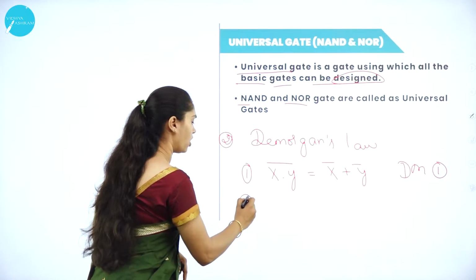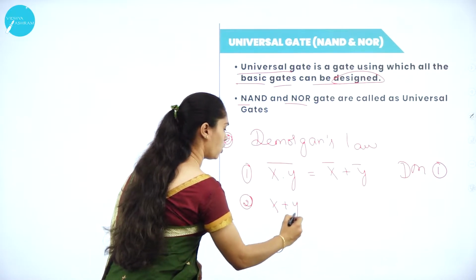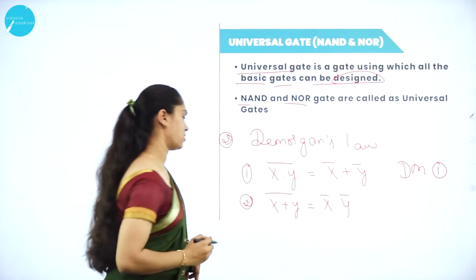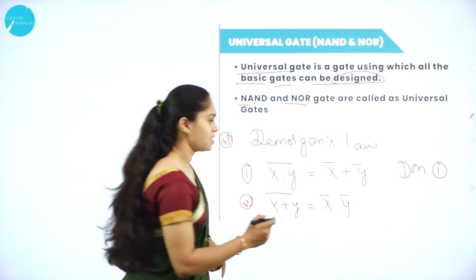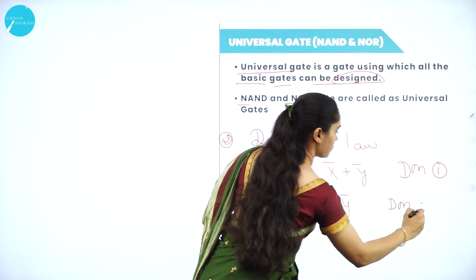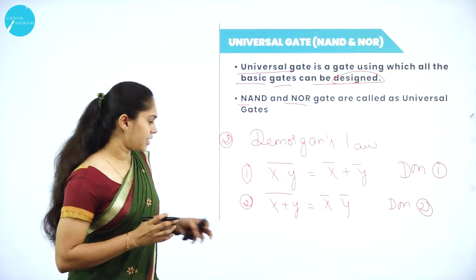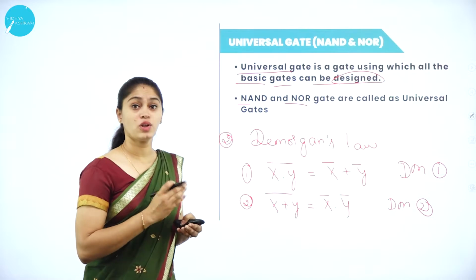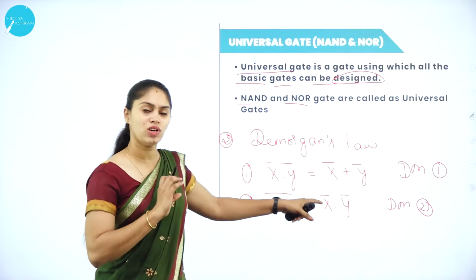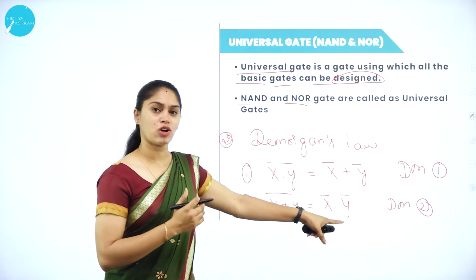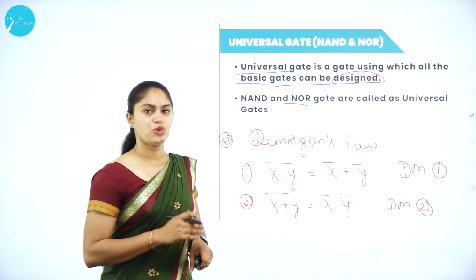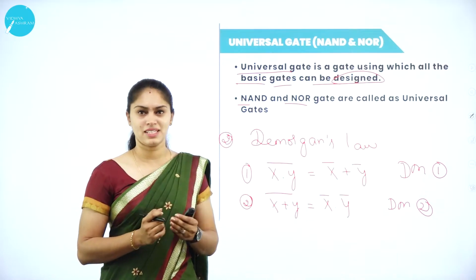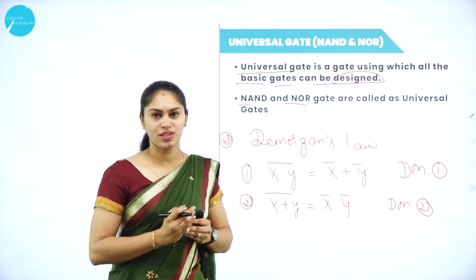Next we have the second law, that is x plus y whole bar is equal to x bar into y bar. So this is De Morgan's second law. Here, x plus y whole bar is nothing but what? NOR gate. That is also equal to complement of x product complement of y. You just need to understand these things in order to make a realization of all the basic gates by making use of the universal gate.